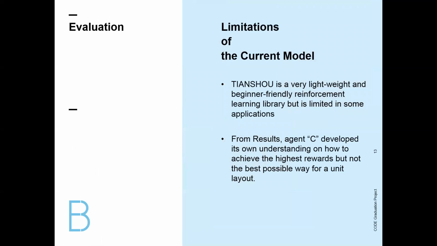Tensho is a very lightweight and beginner-friendly library, but it was only published in beta in April this year, so it's very underdeveloped yet. And secondly, from the results, agent A developed its own understanding of highest rewards, but it still requires more training for all the other 3 agents.